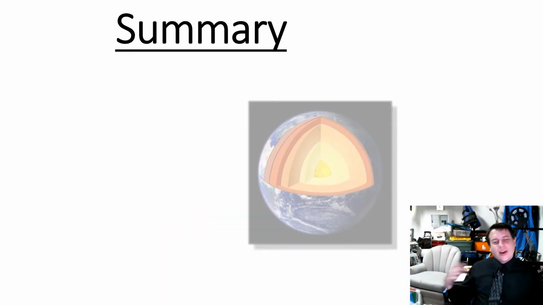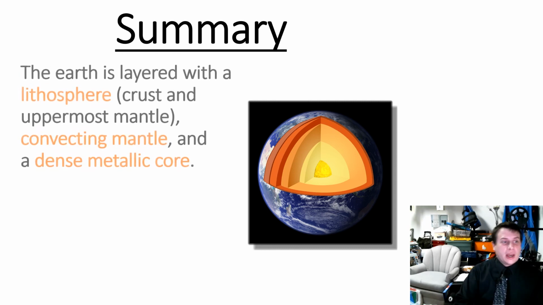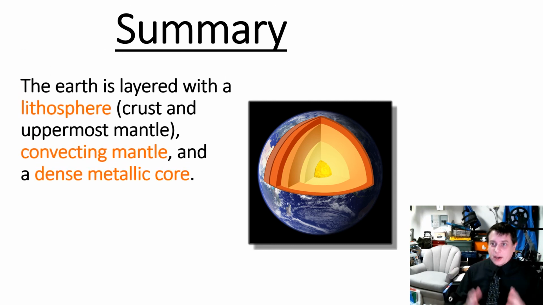Alrighty, so let's go ahead and get to our summary. This is the last part, guys, I promise, for talking about what's inside the Earth. This is going to finish up our geosphere material. Next, we'll be talking about some other parts of the Earth, but let's finish up here and see what we got. The Earth is layered with a lithosphere, or crust, and uppermost mantle. A convecting mantle, that means it's got a circulating current. And then finally, you have a dense and solid metallic core. Remember, that's made of nickel and iron primarily. Those 2 elements are the most abundant in the core.